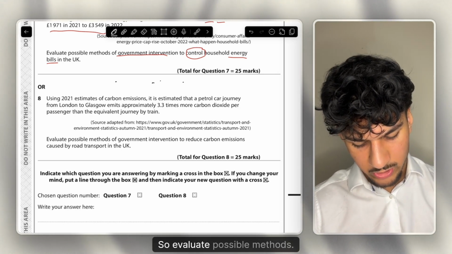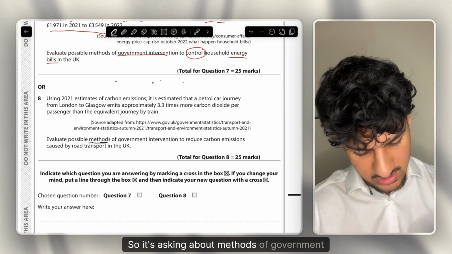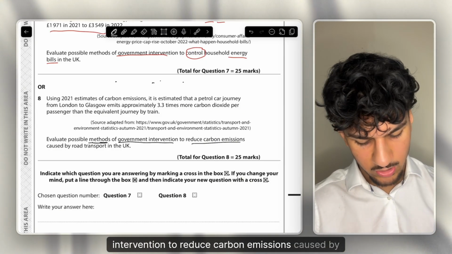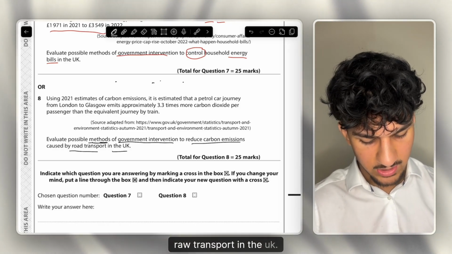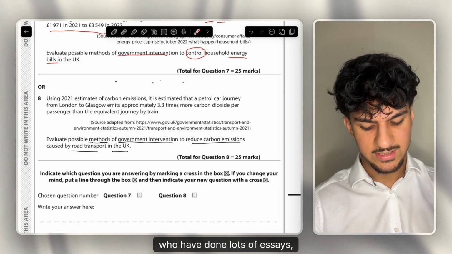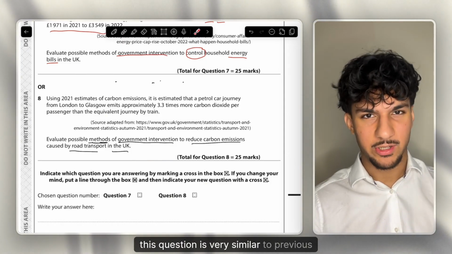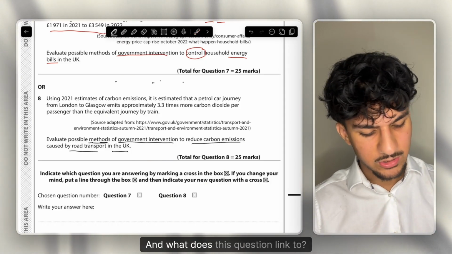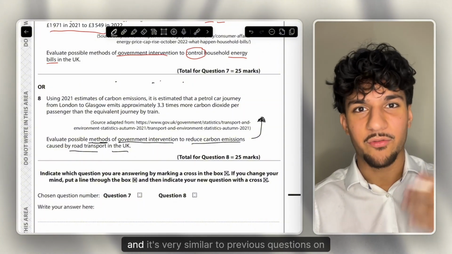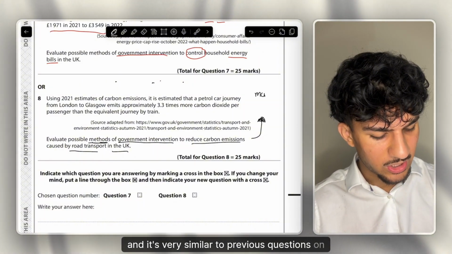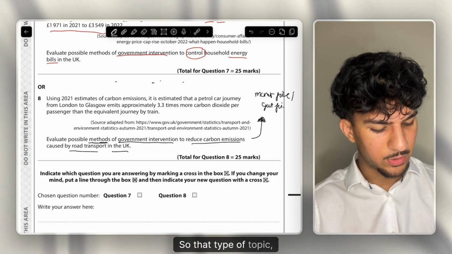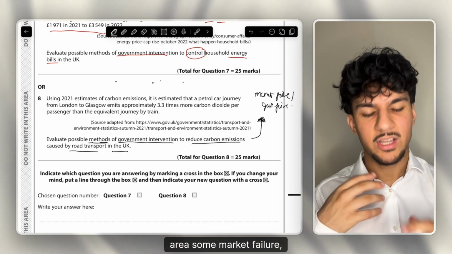So evaluate possible methods, so it's asking about methods of government intervention to reduce carbon emissions caused by road transport in the UK. Now, for those of you who have done lots of past papers, who have done lots of essays, this question is very similar to previous questions. And what does this question link to? This question links a lot to previous questions on market failure and government failure. So that type of topic area, so market failure, government intervention.